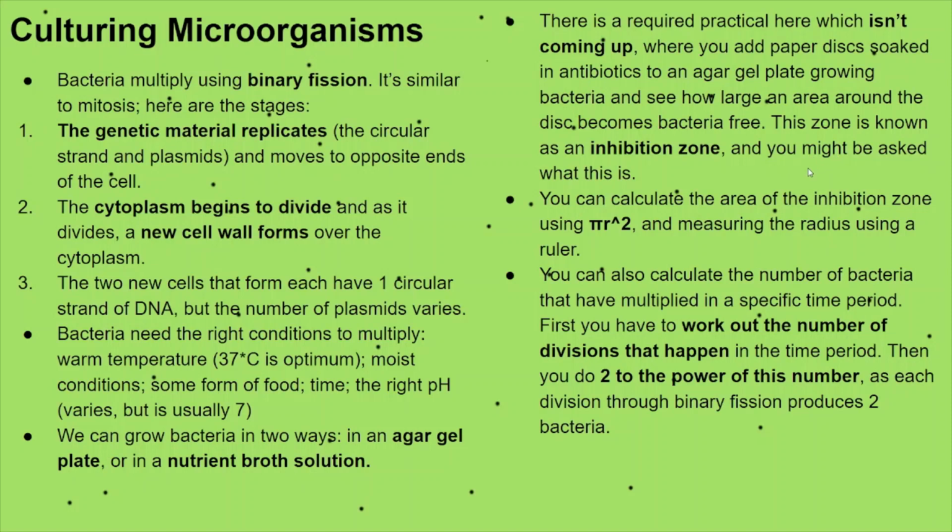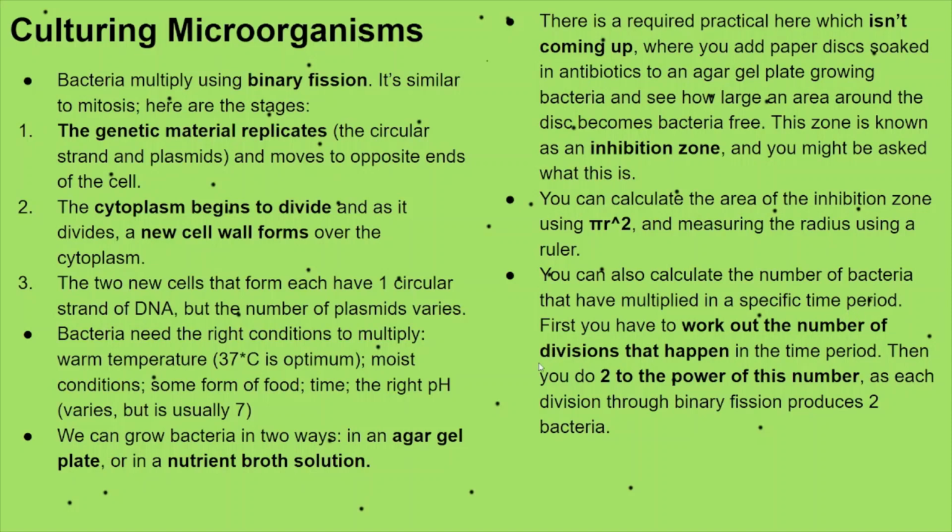You could be asked on that, and you can calculate the area of the inhibition zone by using pi r squared. Now, a more complex calculation that I'm going to cover here, even though it might not be important, is the calculation for the number of bacteria that have multiplied in a specific time period. So a question might ask you, how many bacteria are there after an hour, so after 60 minutes? So first you have to work out the number of divisions that happen in the time period. So our example that we're doing is 60 minutes.